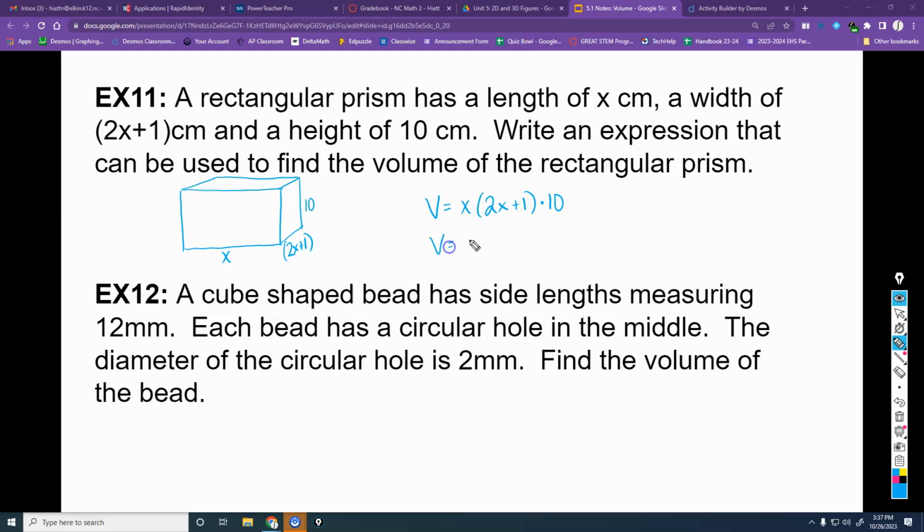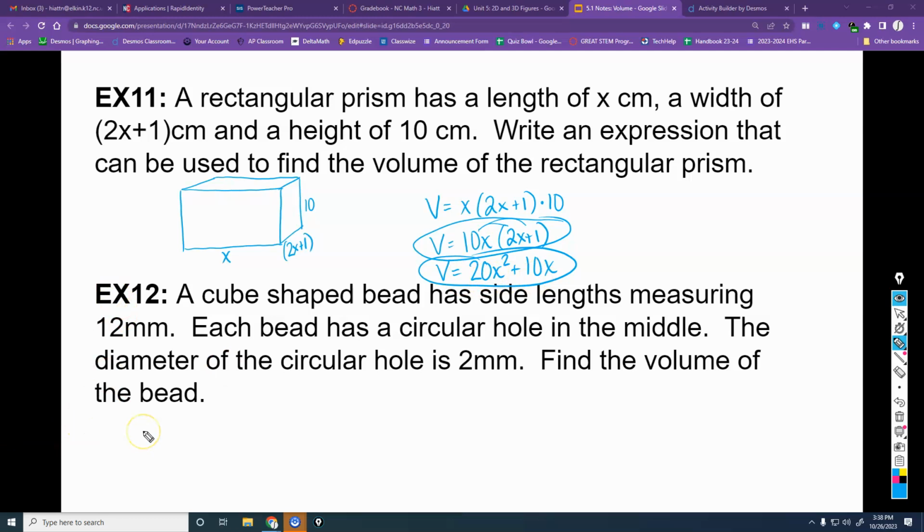And probably they would either write it like this, 10x times 2x plus 1, or they may go ahead and distribute that 10x and call it 20x squared plus 10x. So either this or this would probably be the answer that you would see for that. And then the value of x could change. If x was 5, then this side would change. If x was 10, this side would change, and that would change your volume as well.